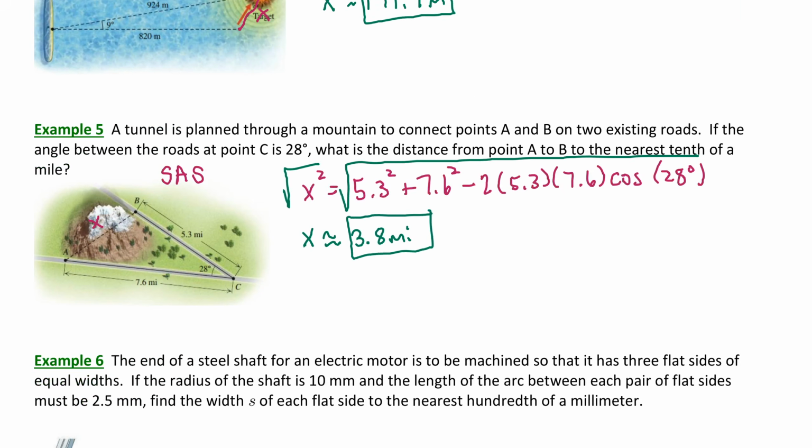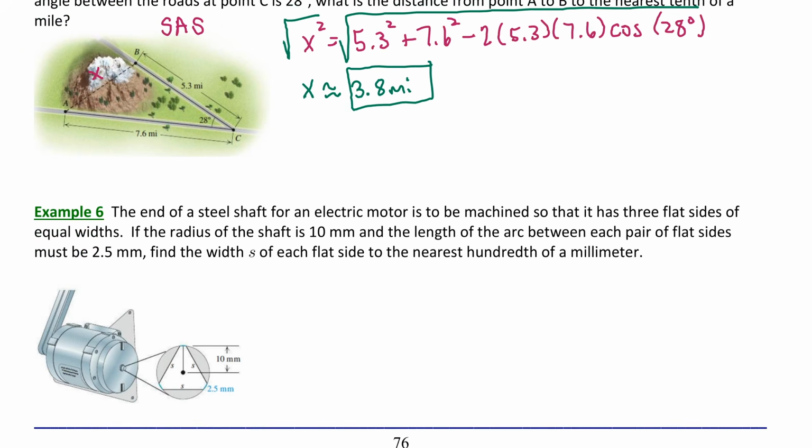Let's consider one last application where you might find the law of sines to come in handy. Example 6: the end of a steel shaft for an electric motor is to be machined so that it has 3 flat sides of equal widths. Looking at a close-up of a cross-section of the end of this shaft, there are 3 flat sides of equal lengths, and they're separated by an arc on a circle.